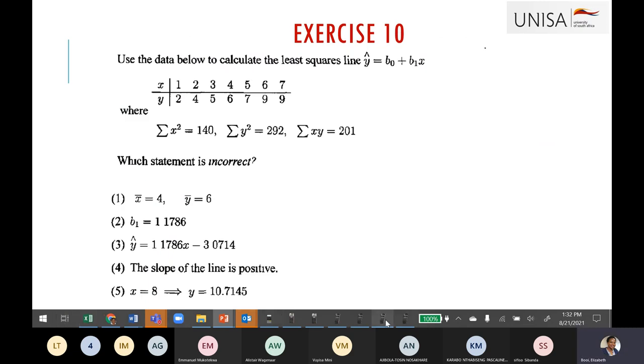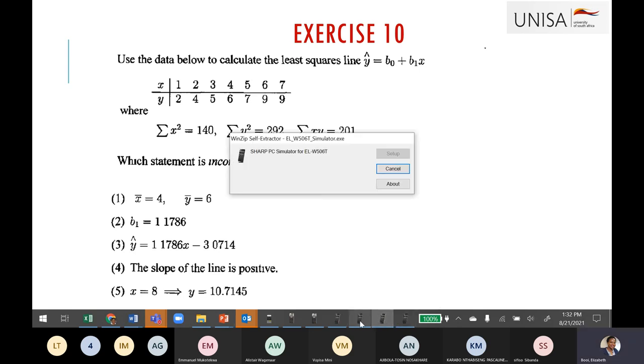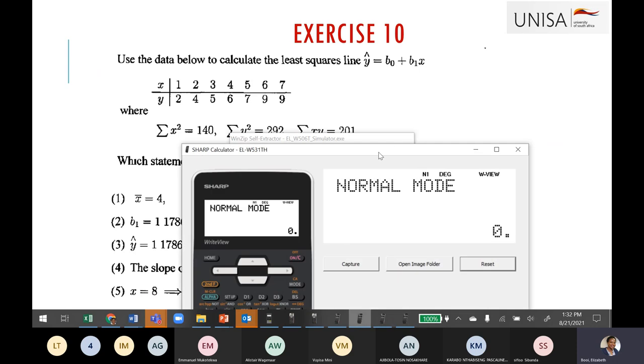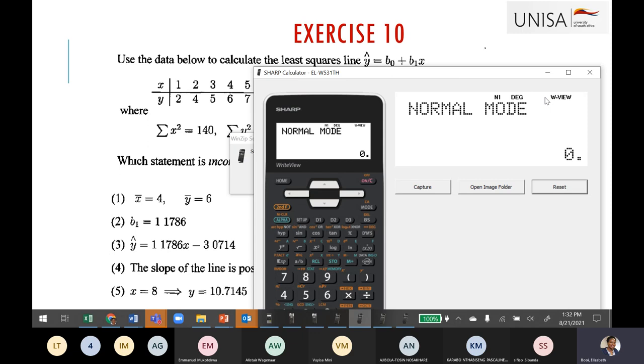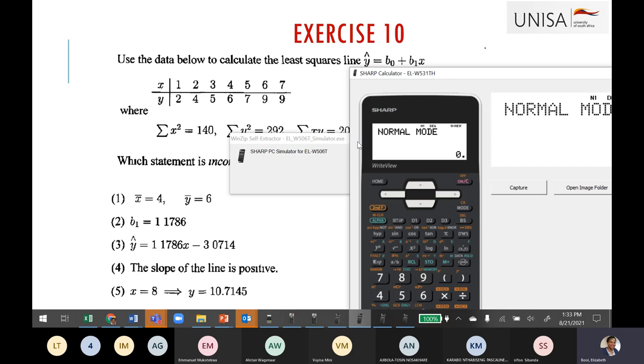Next question. I'm also going to do it on the calculator this time, and I will do it on the Excel. Let me not hide your values.